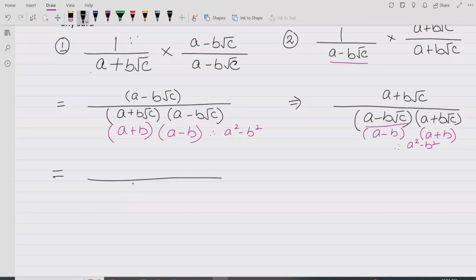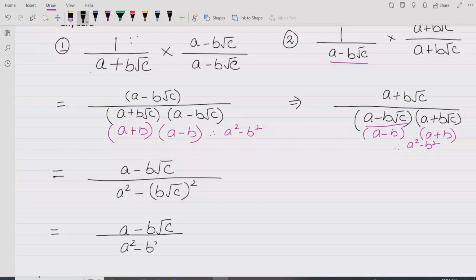We will get a square minus b square, where b is b root c, so b root c whole square, right? And in the numerator we have a similar expression. Now we can simplify: a minus b root c over a square minus b square, and the radical sign cancels with the square. We get b square times c.